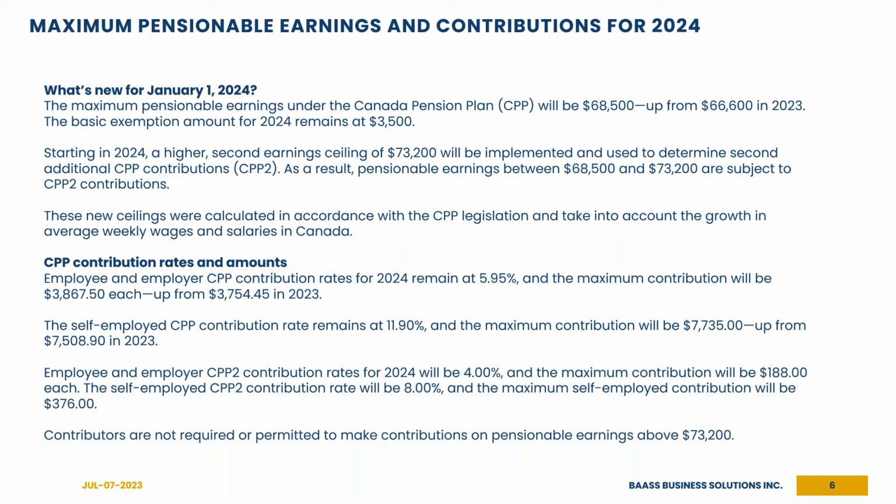Employee and employer CPP2 contribution rates for 2024 will be 4%, and the maximum contribution will be $188 each. For self-employed, CPP2 contribution rates will be 8%, and the maximum self-employed contribution will be $376. Contributions are not required or permitted on pensionable earnings above $73,200. So beyond the ceiling of $73,200, there will be no more CPP deduction.